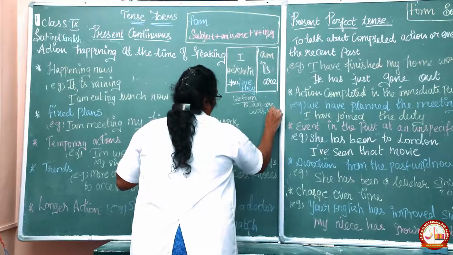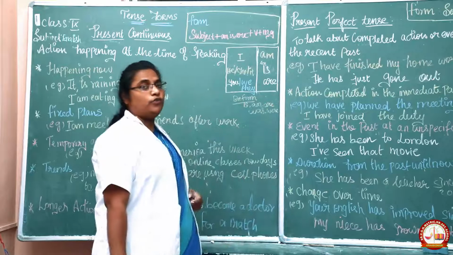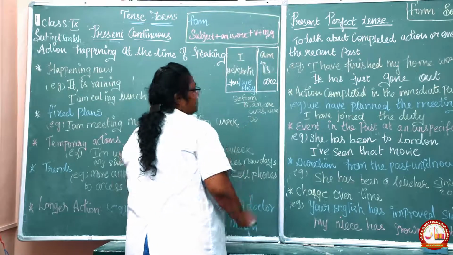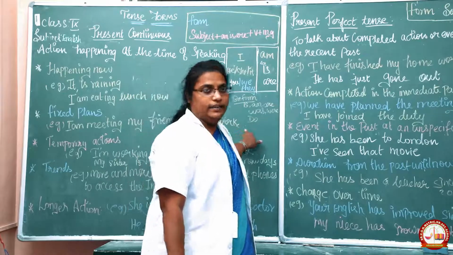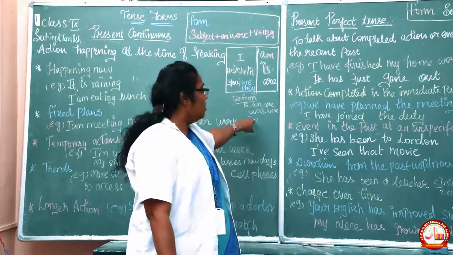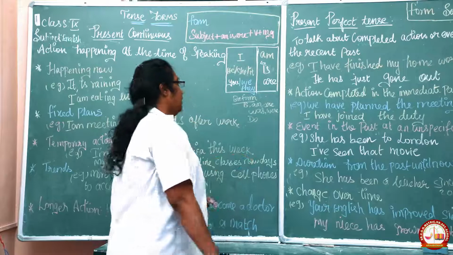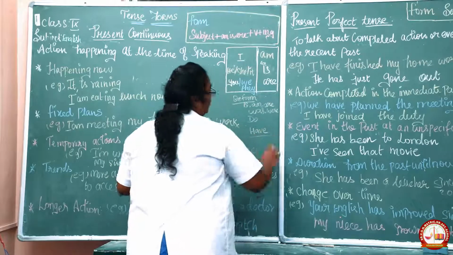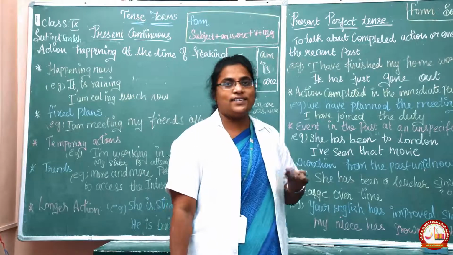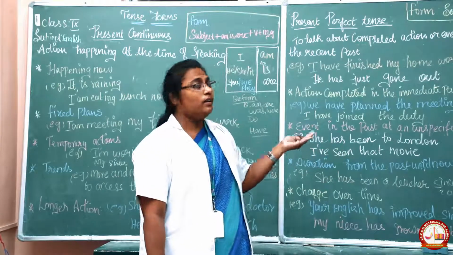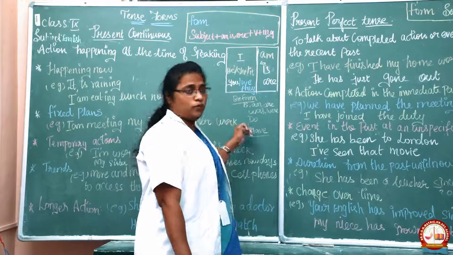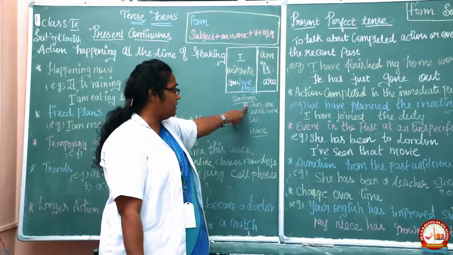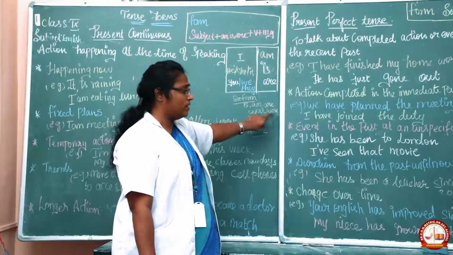And do form verbs. Do form verbs are do, did, does. These are all do form verbs. Then have form verbs. Have form verbs are nothing but have, has, had. So these are all what? Be form verbs, do form verbs and have form verbs. Here, be form verb means is, am, are, was and were.